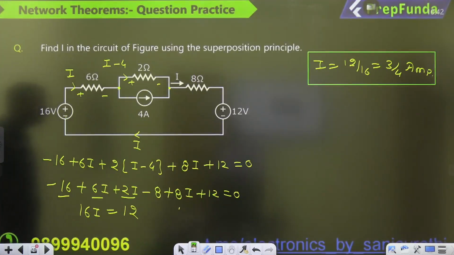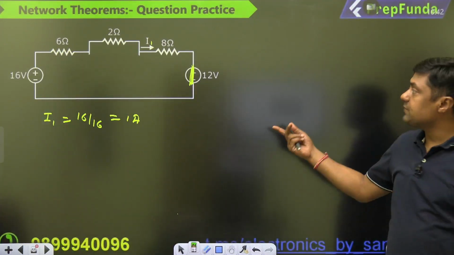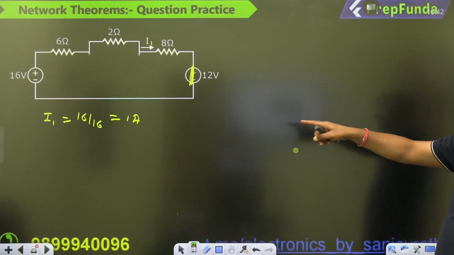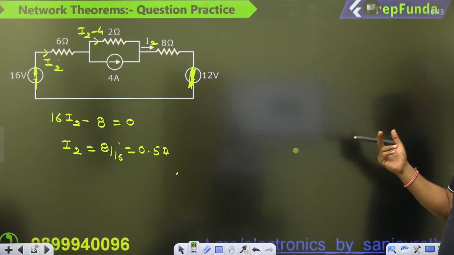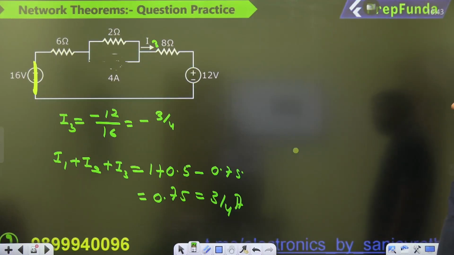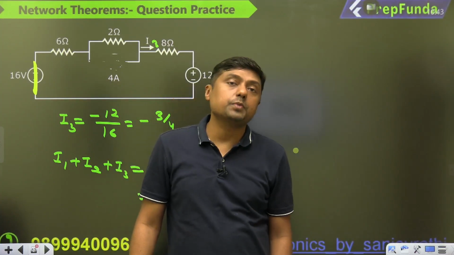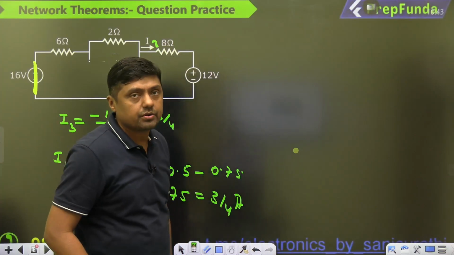But again, with the superposition theorem, we get the answer in 3 lengthy steps, or in 1 step we already have the answer. That is the 3 by 4 here. But what is the effect of the 16 volt battery? 1 ampere. What is the effect of the 4 ampere current source? 0.5 ampere. What is the effect of the 12 volt battery? Minus 3 by 4 ampere. And overall result is what? 3 by 4 ampere. So I think we have solved more than sufficient questions on the superposition theorem, guys. Okay. So this is all about the superposition theorem.